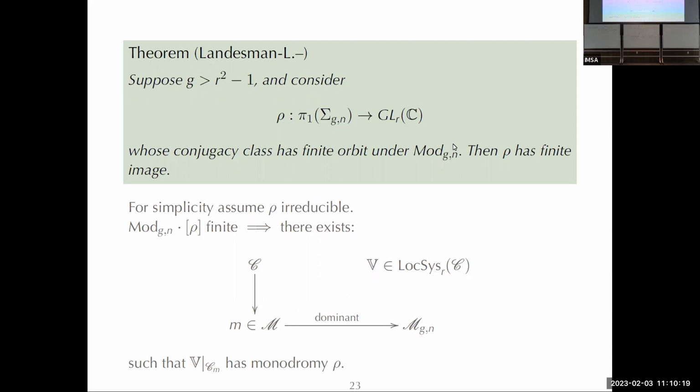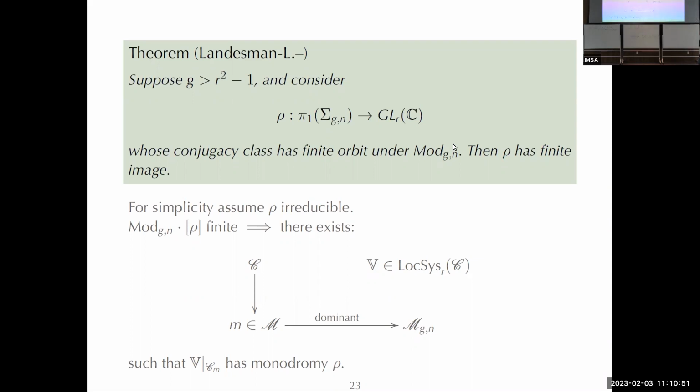So what's the geometric content here? Well, it's a little observation that if you have a representation with finite orbit, then it almost comes from a local system on C_g,n, the total space of the universal curve over M_g,n. What's the actual statement? This is a little exercise. Given one of these rho, there exists a family of curves over some base dominating M_g,n with monodromy given by rho.